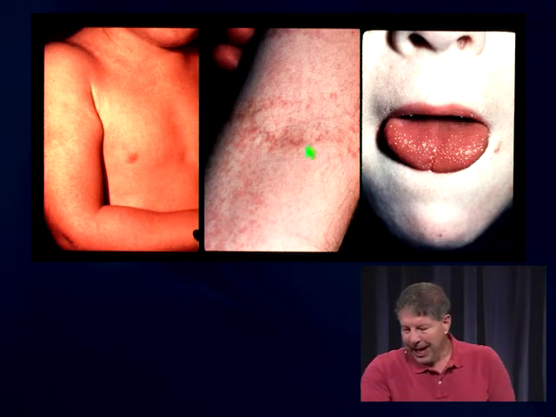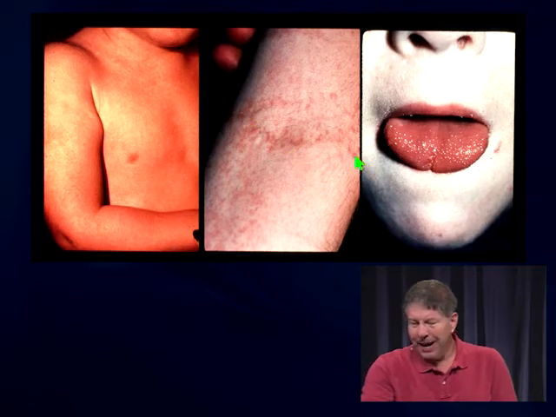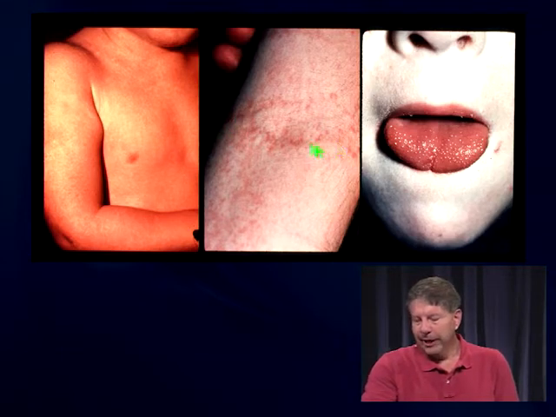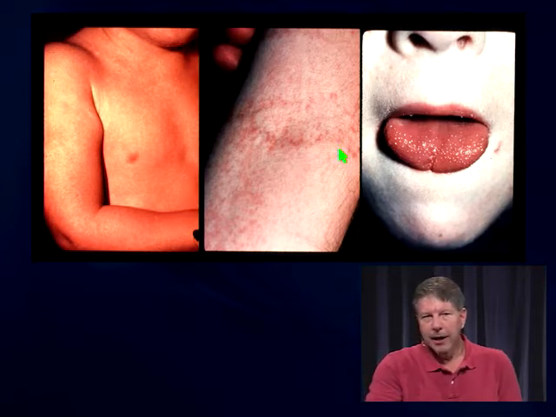And you see these lines here? These are called Pastia lines, P-A-S-T-I-A. These are pathognomonic for strep. So if you see these, you have strep. They definitely have strep if you see these Pastia lines.